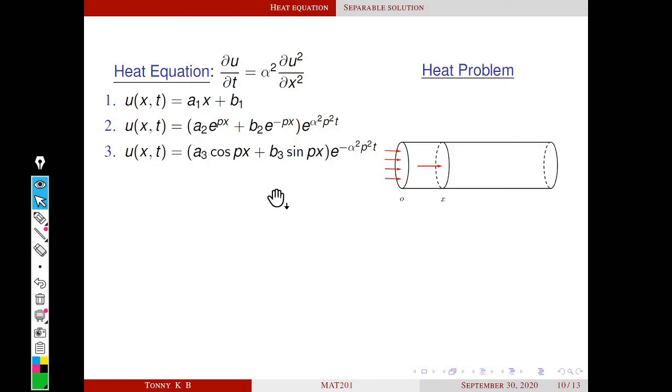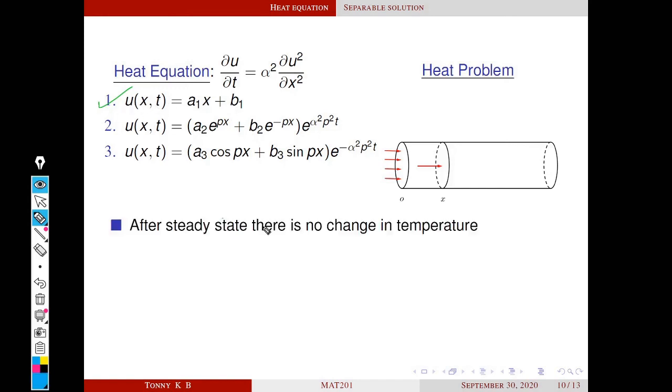Now we know the heat problem, the heat equation, and the 3 separable solutions. Out of these 3 solutions, which one is not consistent with our heat problem? Yes, we have seen that the first one is the solution of the steady state heat problem. So it is consistent. That is, it is a feasible solution for our heat problem. Whatever the boundary conditions, all heat systems will achieve steady state after some time. After this stage, there is no change in temperature.